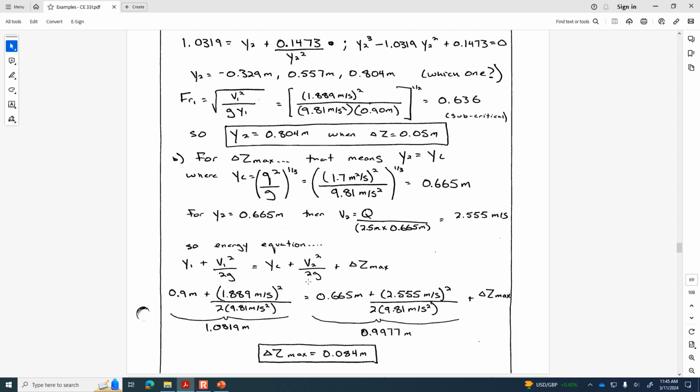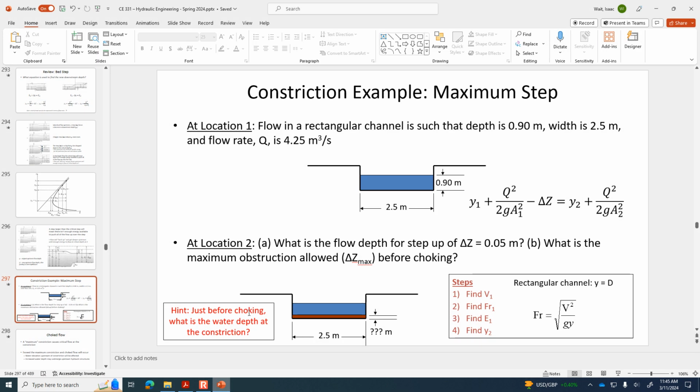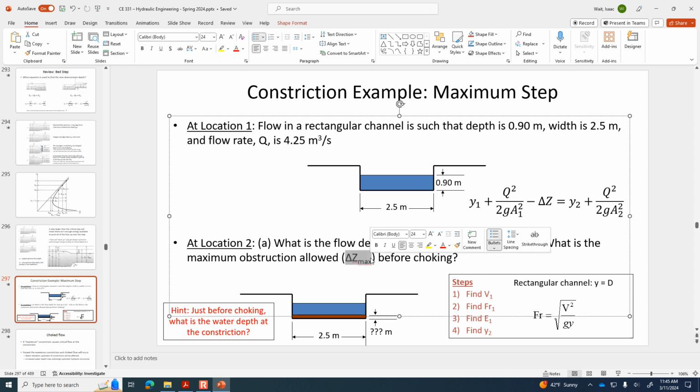So any questions about that step-by-step process you should follow when you're trying to find out the maximum step height that can be tolerated prior to choking?